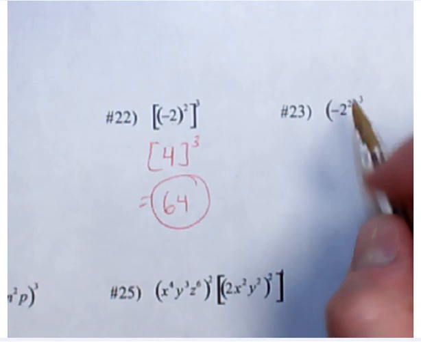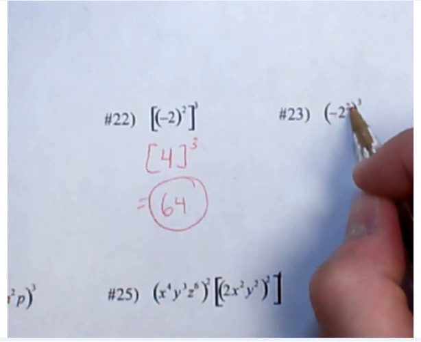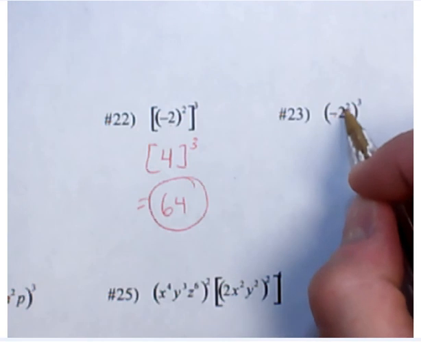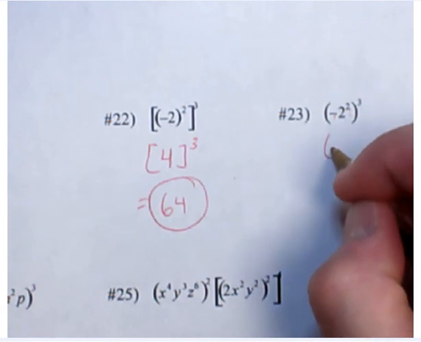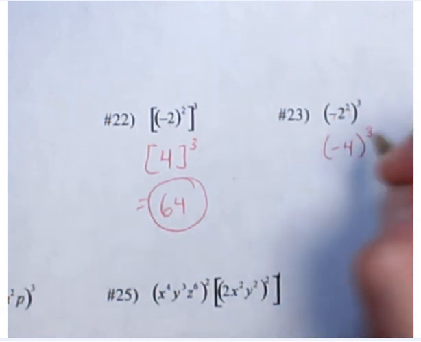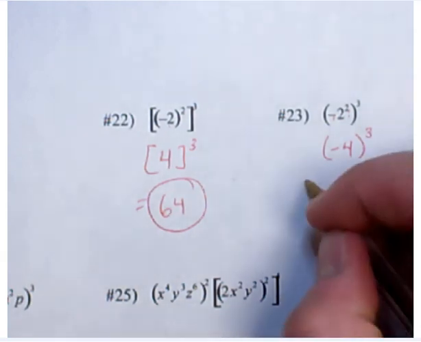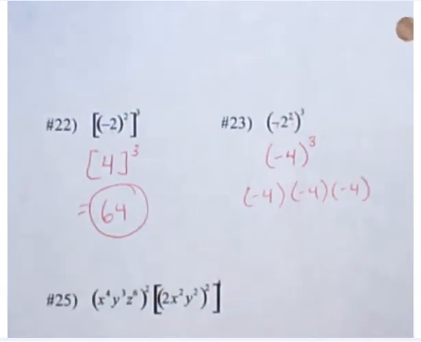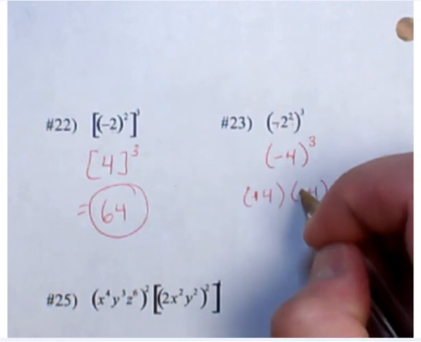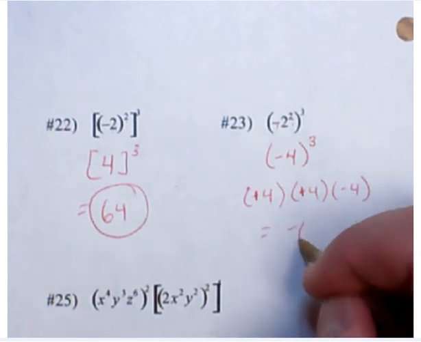Number 23. Now we have the opposite of 2 squared. Notice the 2 is inside the parentheses. This exponent's inside. So you're not doing negative 2 squared. You're doing 2 squared and then taking the opposite of that. So 2 squared is 4. Then you still have the negative. So that's negative 4 raised to the third. Now that's a negative times a negative times a negative. If I wrote this out, negative 4 times negative 4 times negative 4. A negative times a negative is a plus. So I can make those pluses. But then I multiply by another negative. So I end up getting negative 64.